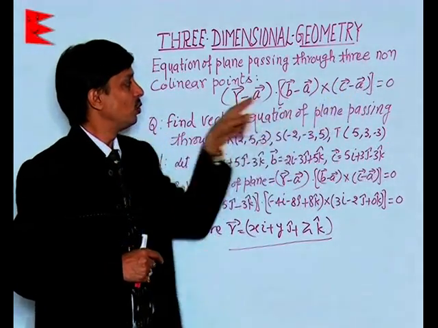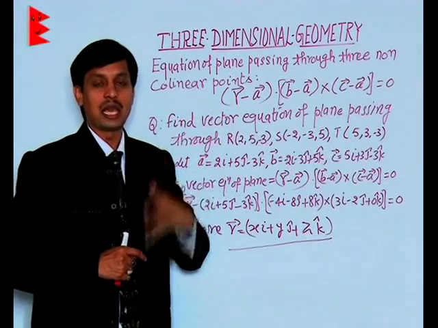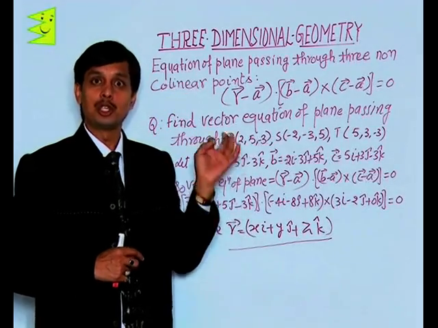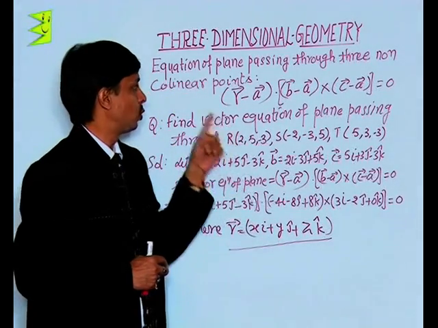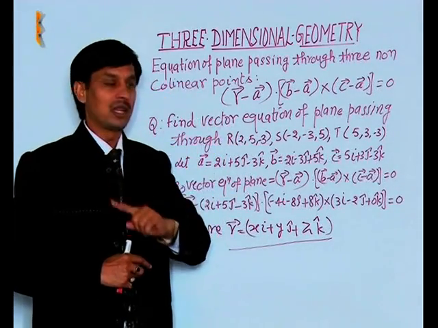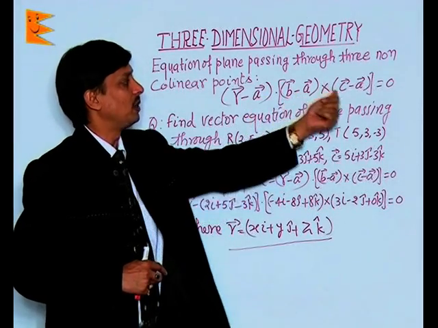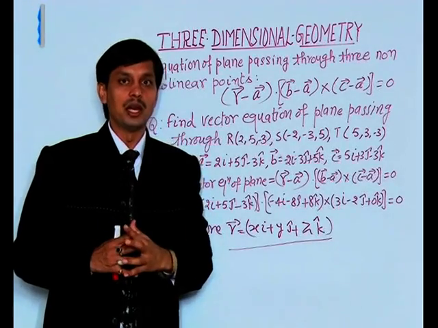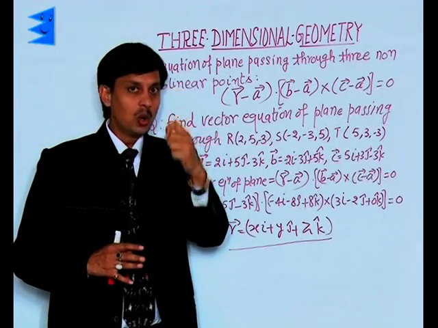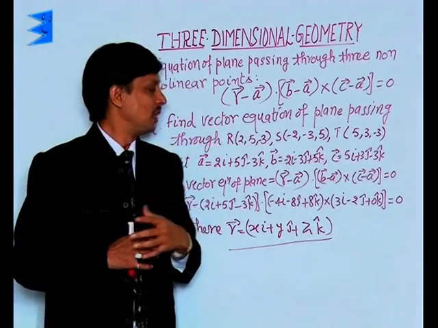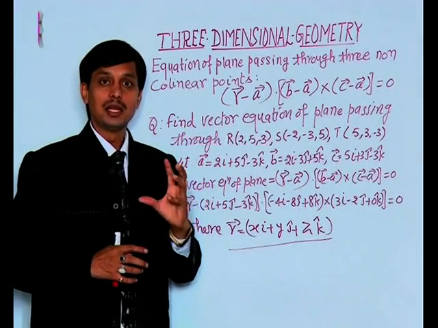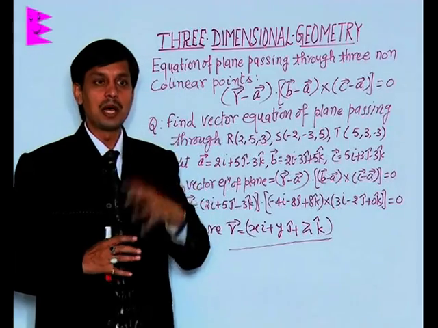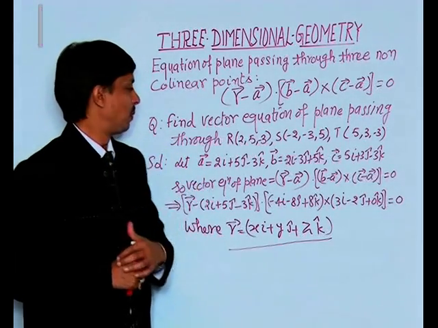This result you need to remember to calculate the vector form of the plane which is passing through three non-collinear points whose position vectors are vector A, vector B and vector C. This will become clearer if you stay with me for calculating the equation of the plane which is passing through three given points.